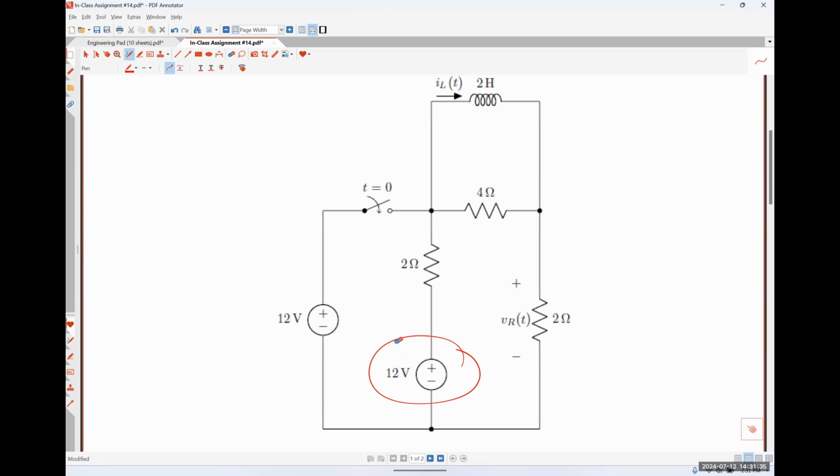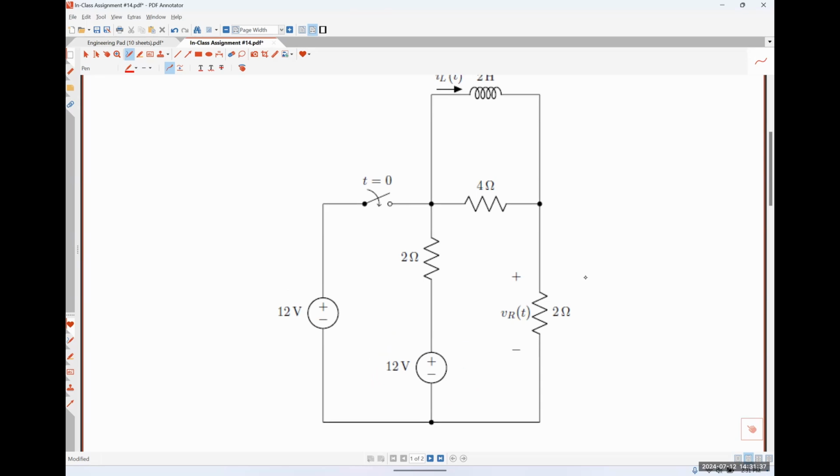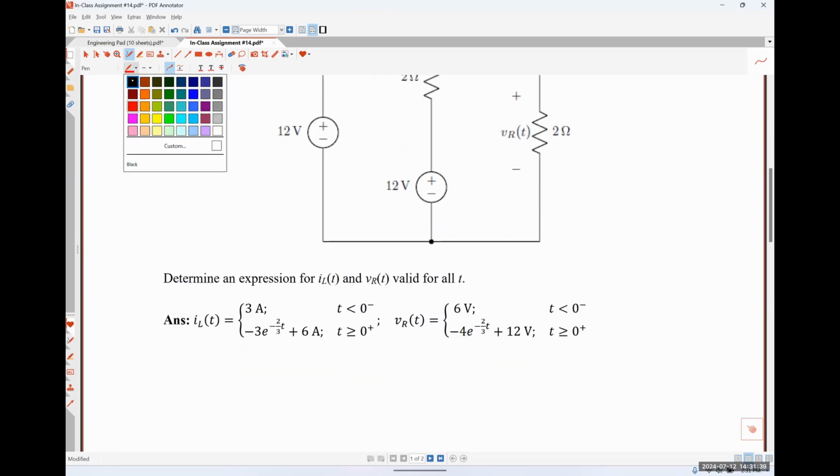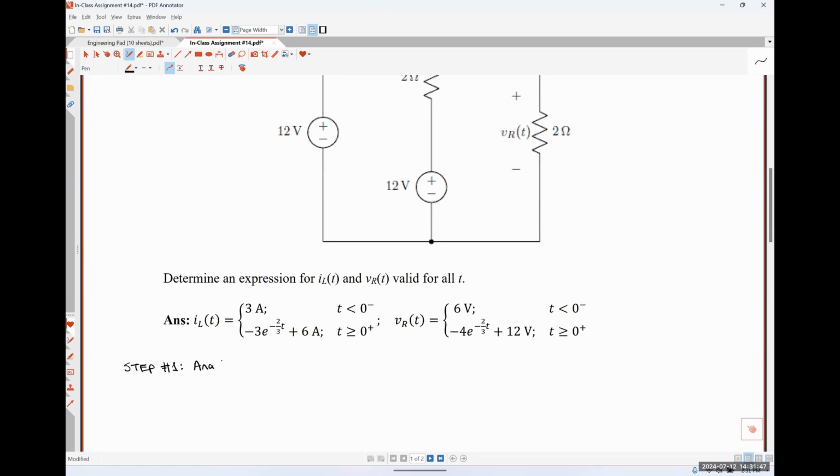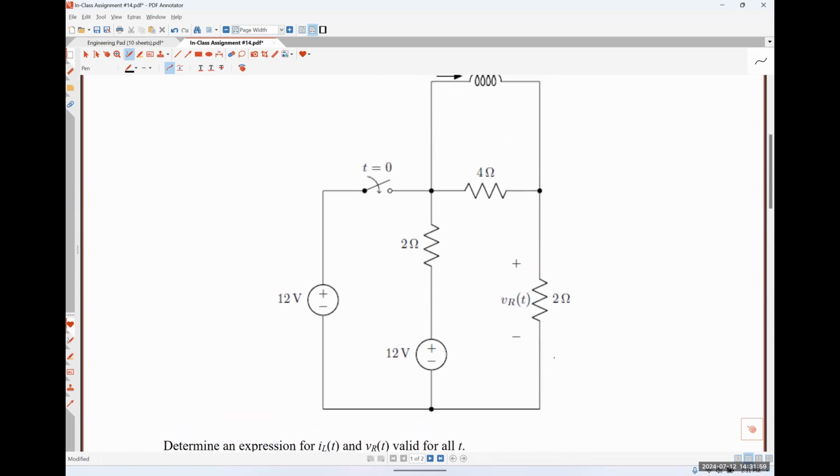So let's go through our analysis steps, okay? So step 1 is still going to be to analyze the circuit at t is equal to 0 minus. So at t is equal to 0 minus, that switch is open.